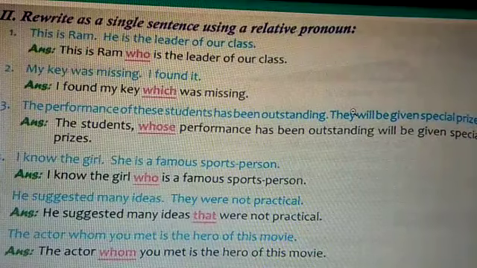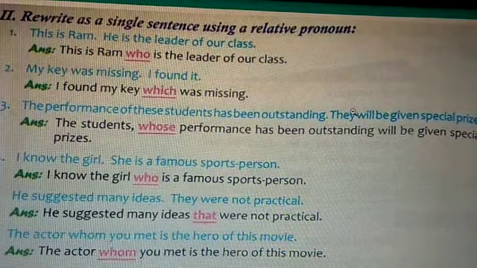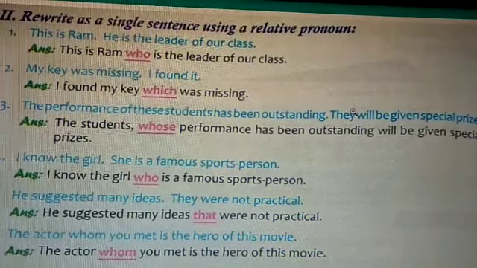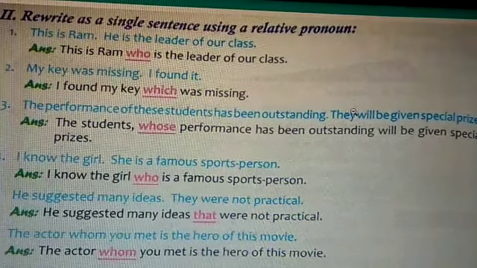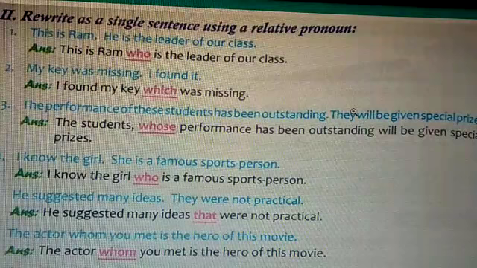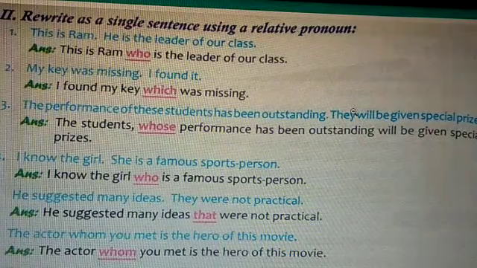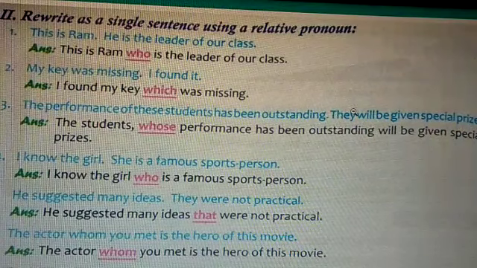First one you see, this is Ram. He is the leader of our class. Answer is, this is Ram who is the leader of our class. Second one, my key was missing. I found it. Answer is, I found my key which was missing.